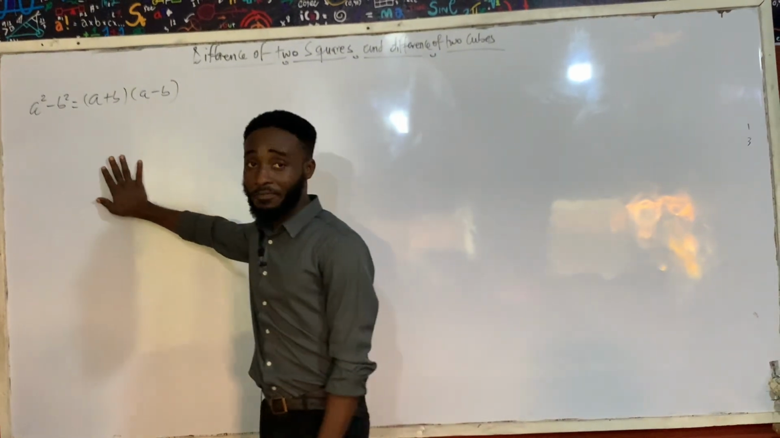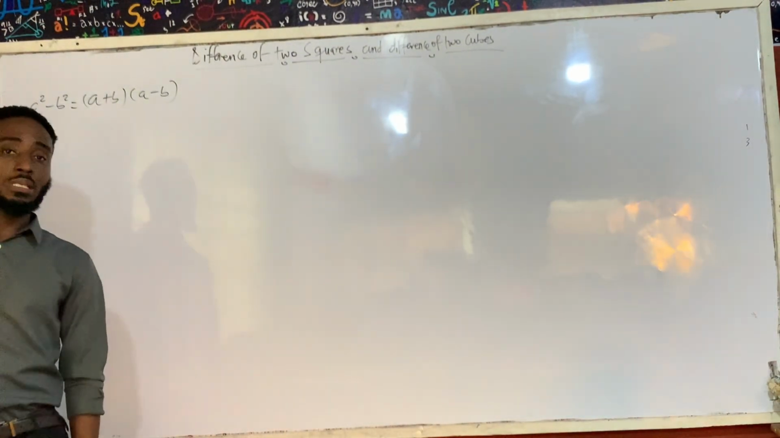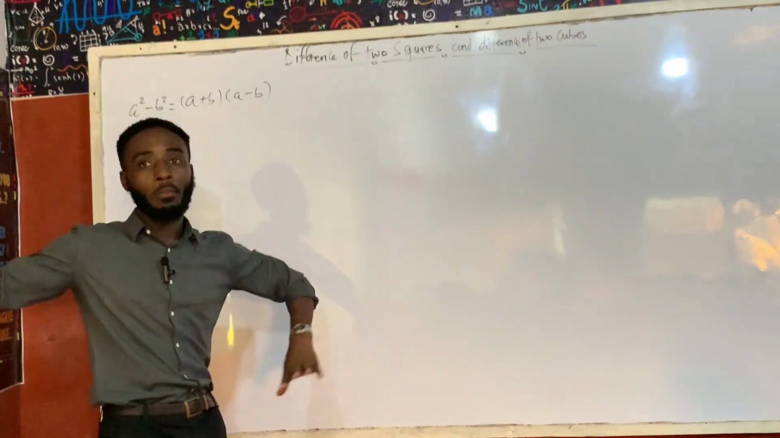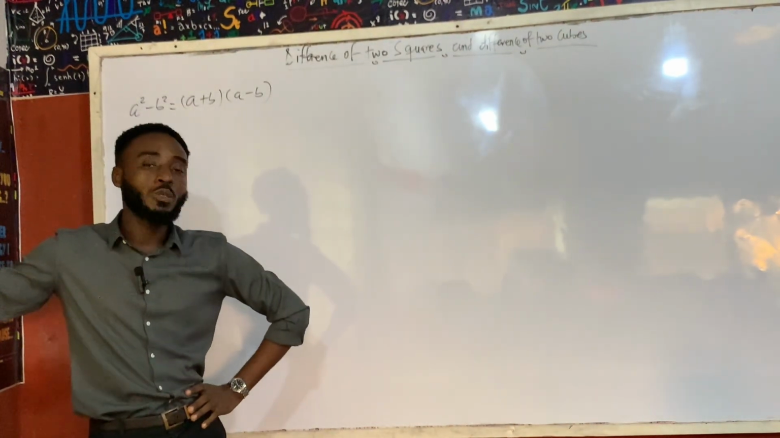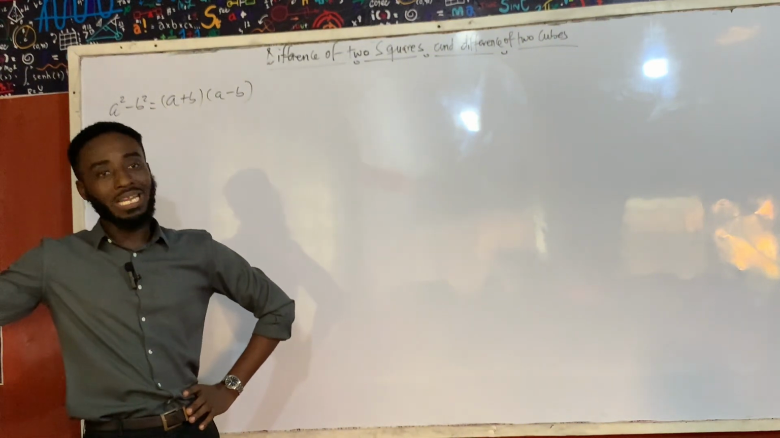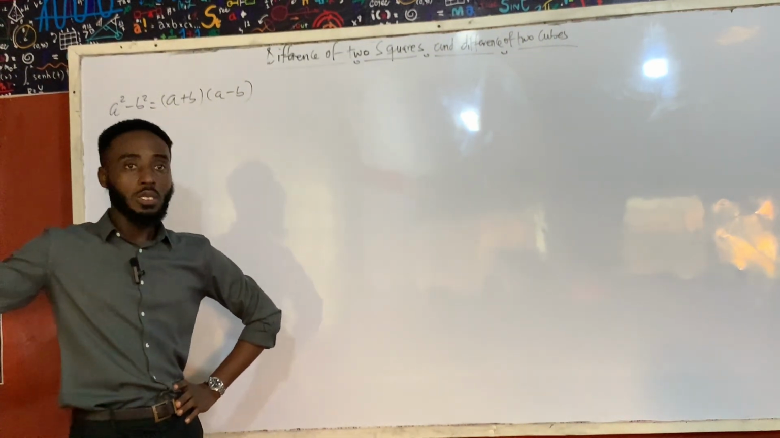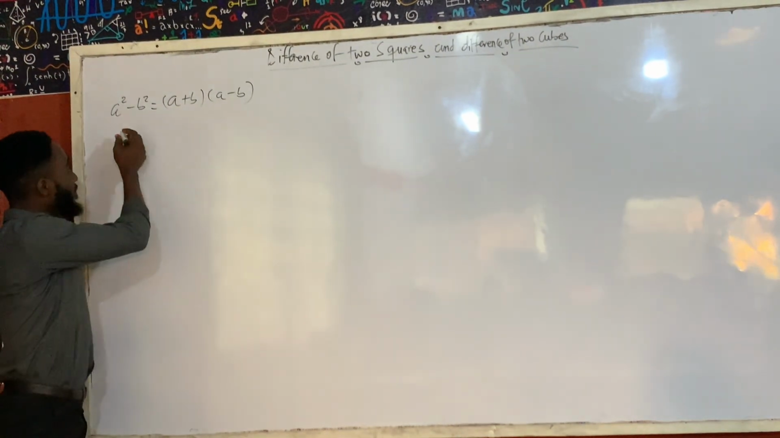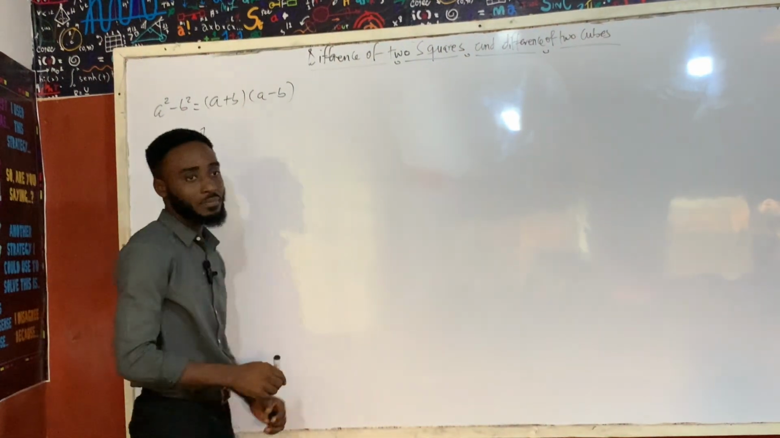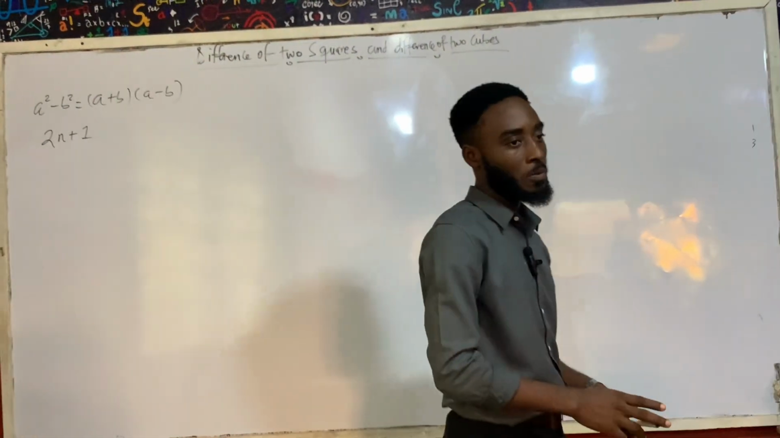Now, the one thing you should note is that you can always write any odd number as a difference of two squares. So if we have something like this, every odd number is written in the form 2n plus 1. Do you agree on that? When n is any number at all.